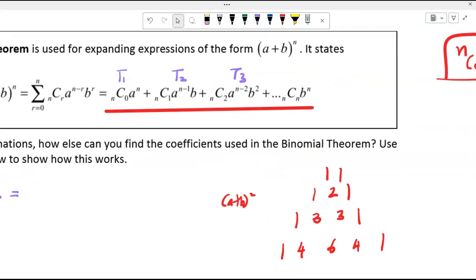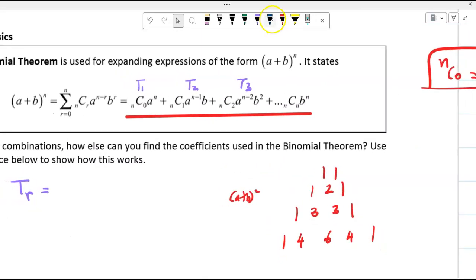This is an arithmetic sequence, right? Look at this and tell me the formula for the rth term. Suppose instead of 3 there was an r. So I'll call this r as r plus 1. Let me put it the other way around. Suppose it's nCr, and suppose your r is 2. What's your a raised to? n minus r.